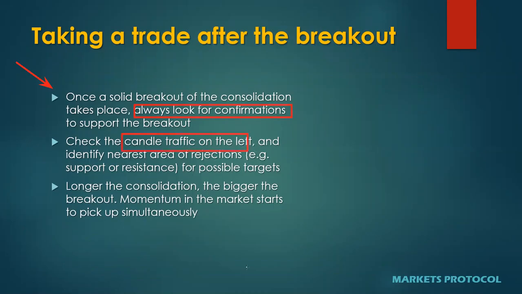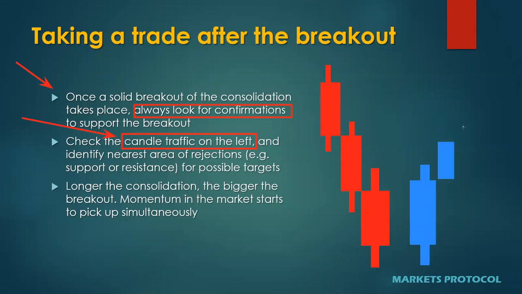This is very important. Okay, you may or may not get the break above or below the consolidation, but the next step right after the breakout is basically seeing what type of traffic you have on the left. If you have clean traffic on the left hand side, let's say clean bearish candles like this, there's a higher probability that once you get a break above, candles will basically do the same thing. They will mirror the traffic on the left hand side.